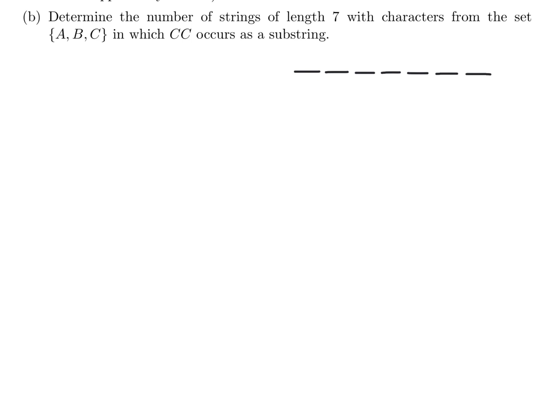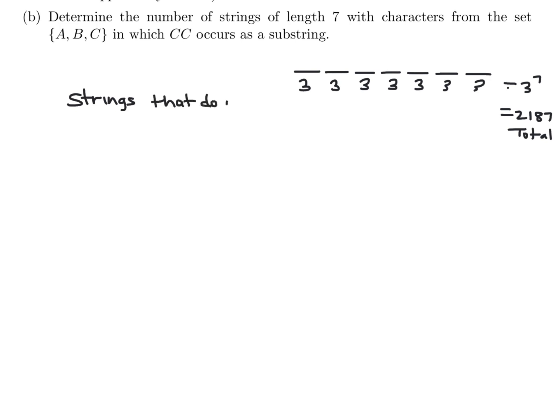So if we just look at the total, there's 3 possible letter choices for each. So the total would be 3 to the power of 7, which is 2187. Now that's the total. Now they want only the ones that have CC as a substring. But I think the quickest way is to find out the number of strings that do not have the CC. And then we can subtract whatever that number is. Let's say it's X. We can subtract that from 2187, and that would give me my actual answer, which is the number of strings with CC.